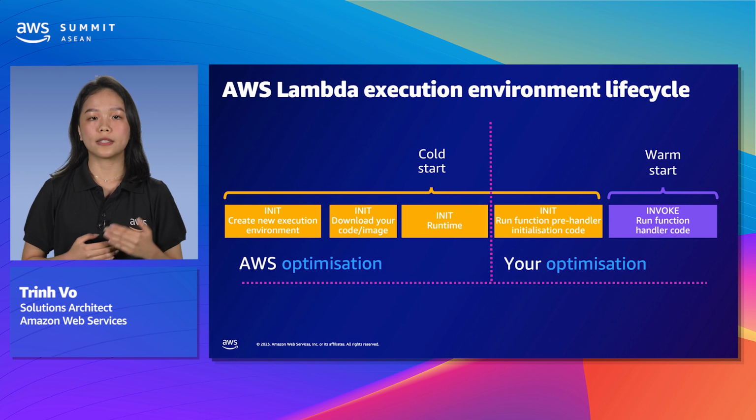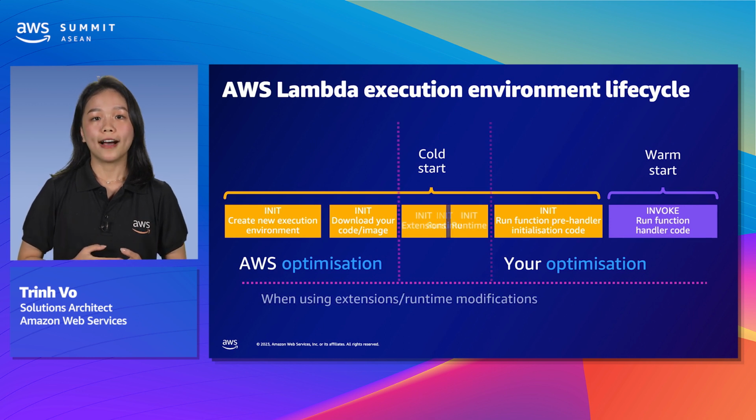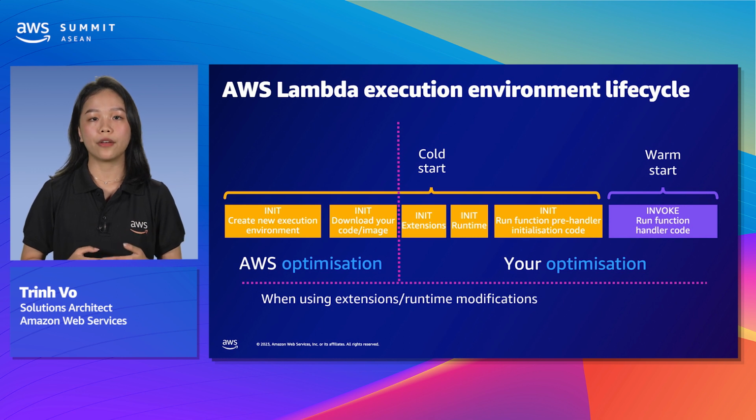If you're using a standard function configuration, your optimization starts at the function pre-handler code. However, you can use cool Lambda features like extensions or runtime modifications to control part of how Lambda works, and so your optimization shifts left in the timeline, where you can control the extensions code and how the runtime starts up. This means you have more authority in optimizing your Lambda functions.